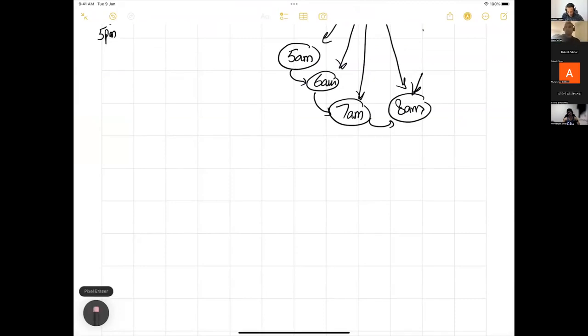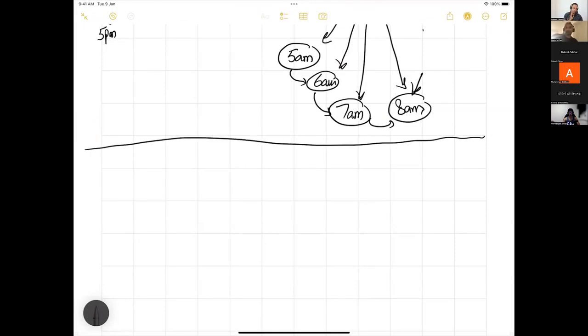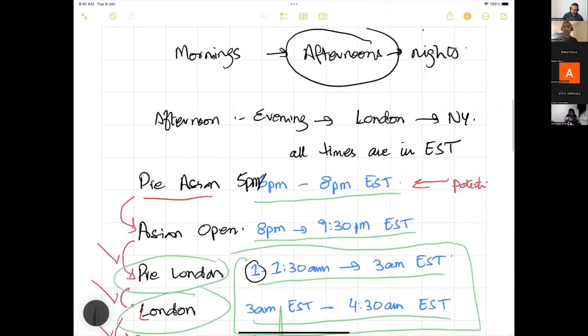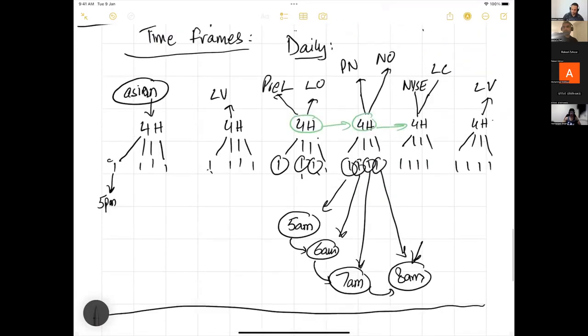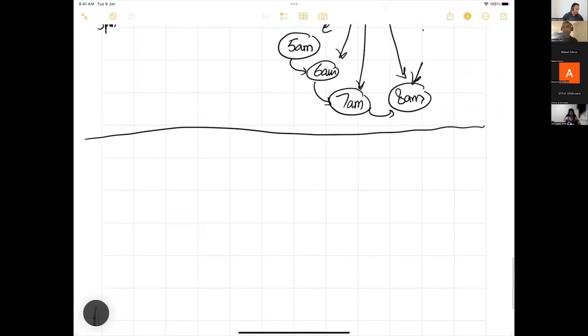Okay, so let's do this over here now. So we looked at sessions. We looked at currency pairs. I have these notes, so I'm gonna send these notes off to you guys after today's meeting. I'll try my best how to do that, but so far so good.